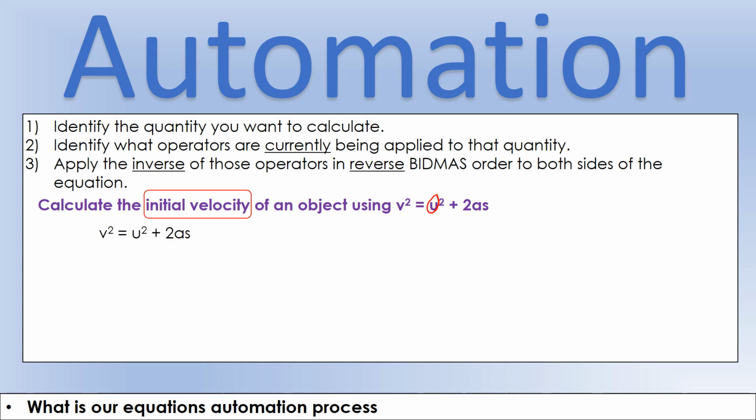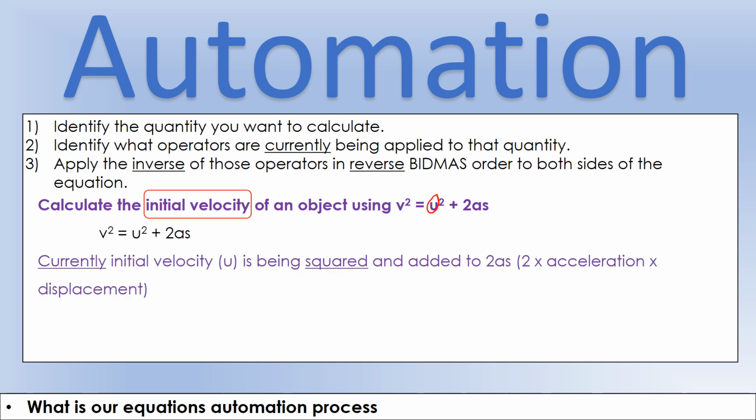Stating our equation, we then ask ourselves, what is currently being applied to that quantity? Well, currently the initial velocity is being squared, and it's being added to 2as. So a is acceleration and s is displacement, but that doesn't matter too much for this example. Okay, so what do we want to do?